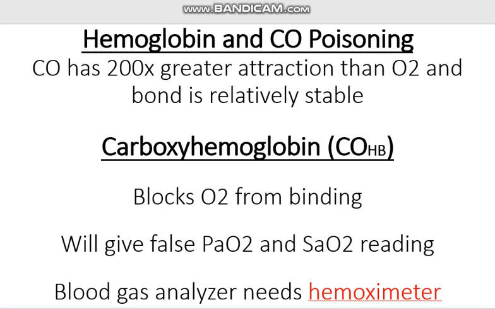Carbon monoxide has 200 times greater attraction to hemoglobin than O2 and the bond is relatively stable. This makes carboxyhemoglobin, which blocks O2 from binding. It will give false PaO2 and SO2 readings. So the blood gas analyzer needs a hemoximeter to get a correct reading.